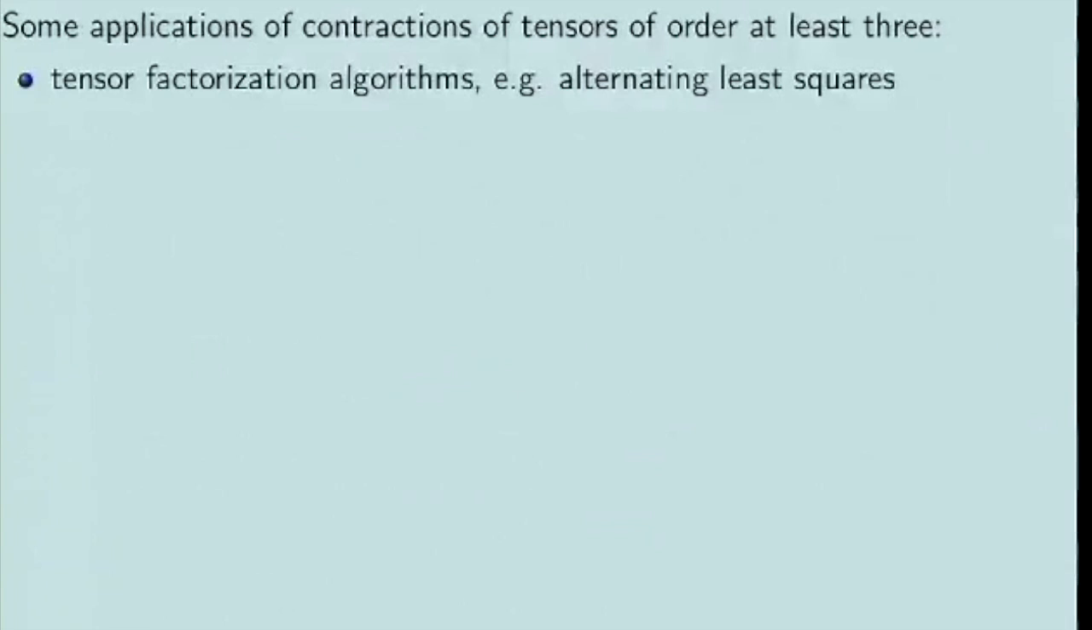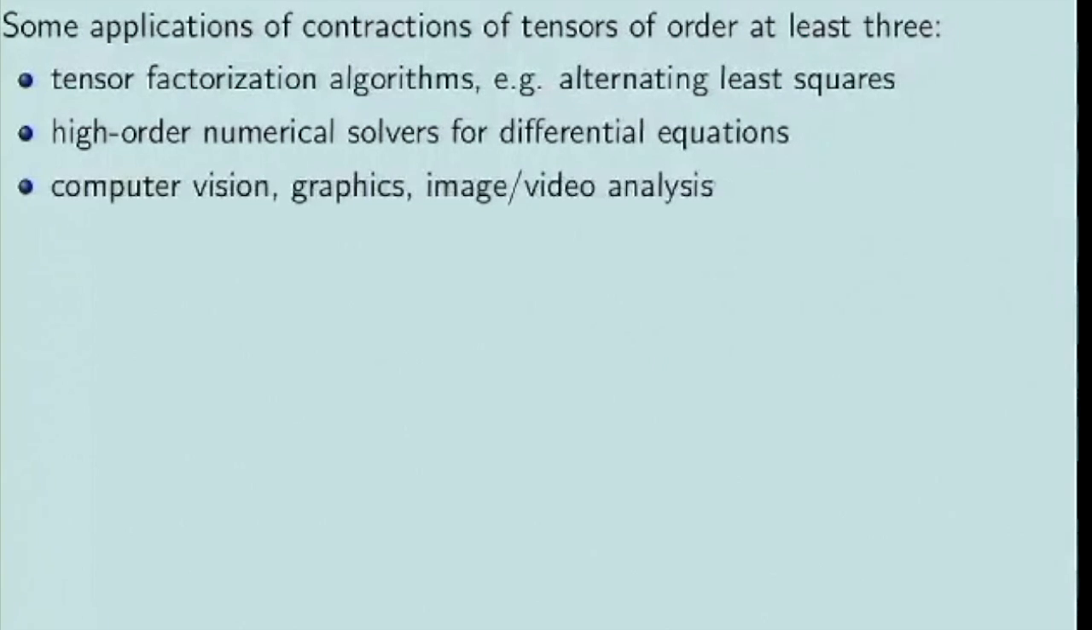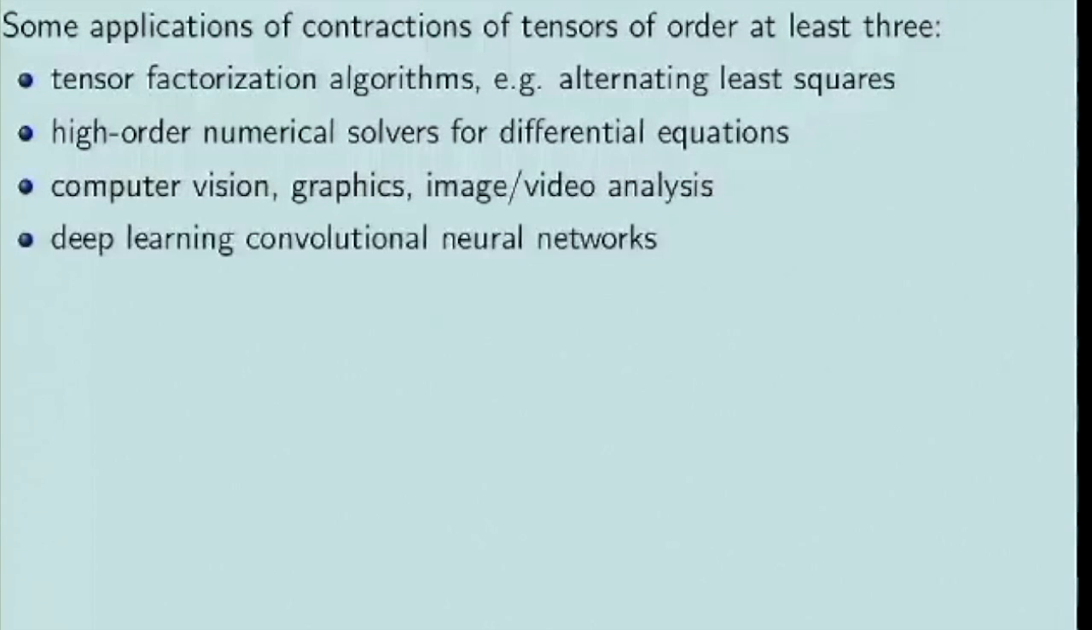So in particular, the alternating least squares algorithm is based on this TTM, tensor times matrix product. But there are many other applications for tensor computations for tensors of order higher than 2, including higher order numerical schemes. Also within computer vision and graphics, you typically have data sets that correspond to many images over time, or many images over time from many angles, which are naturally represented as tensors, and much of the analysis is simplified when working in that form.